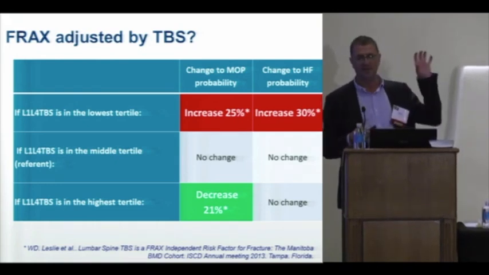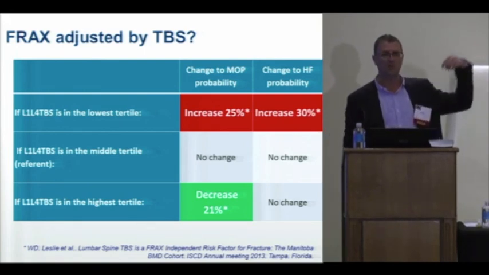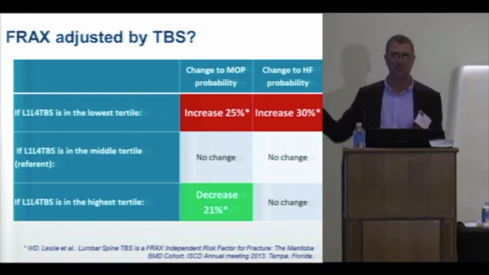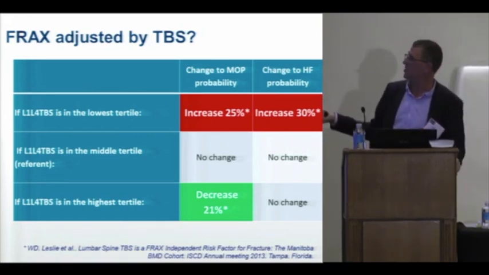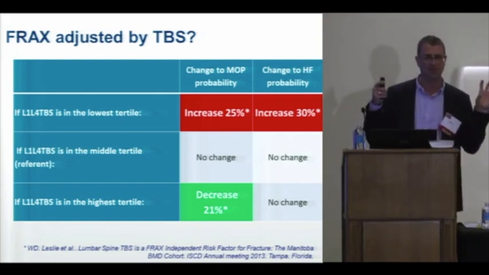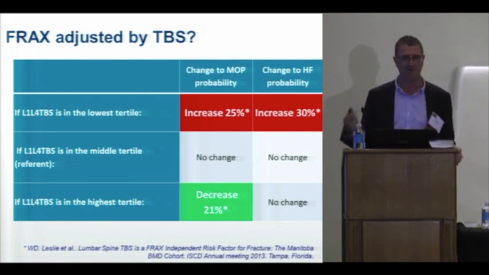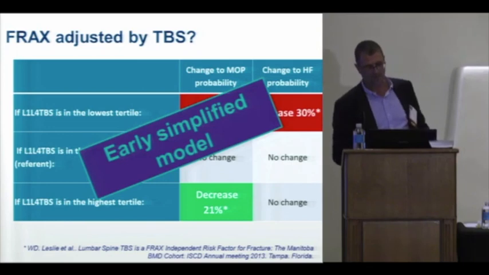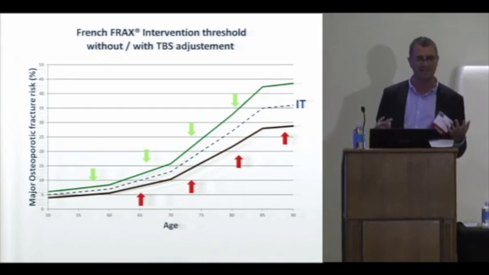In other words, if you have a very low TBS value, you will increase your FRAX probability by 25% or 30%. If you have a good TBS value, you will decrease your FRAX probability by 20% for major osteoporotic fracture and almost no change for hip fracture. So it's an early simplified model, so that will not be the final model, but what does it mean?